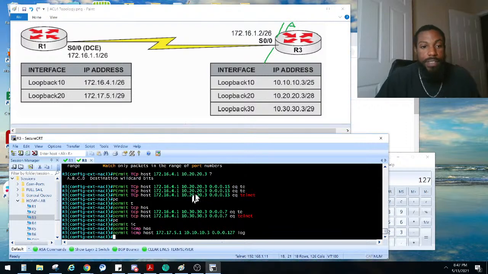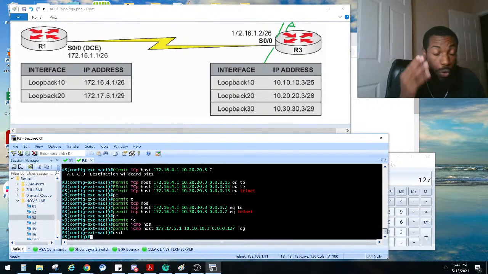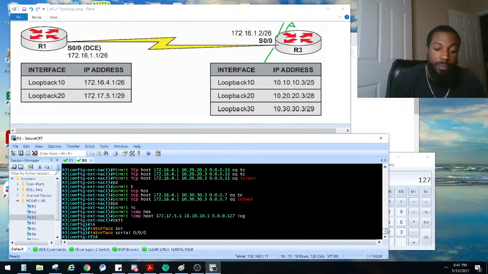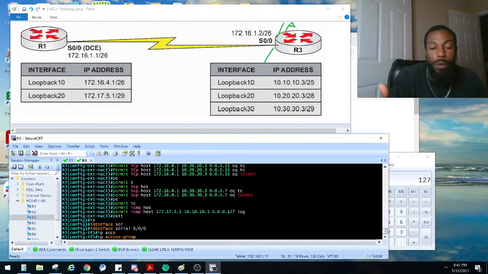Remember how to do that, right? So go to that interface. Remember, you create all the rules you want, but if it's not applied on the interface, it's not gonna work. So interface serial 0/0/0, ip access-group. You would have thought it would have put access-list. I don't know why they call it group. Anybody know why they call it group on the interface instead of access list?